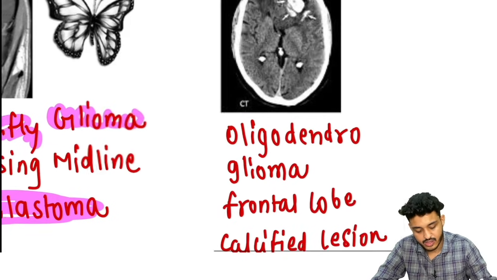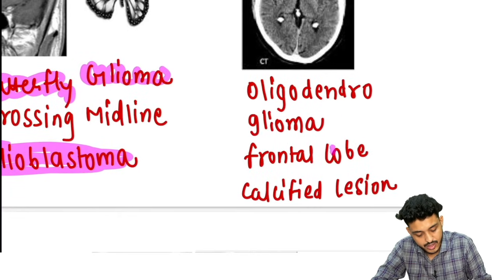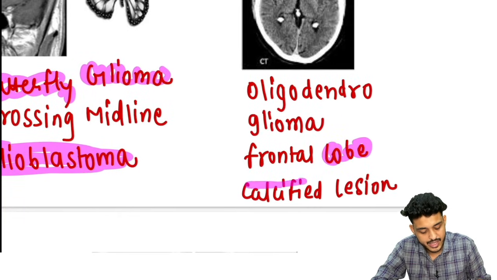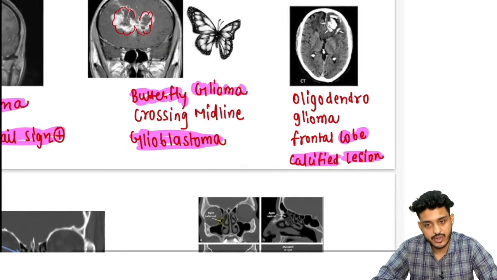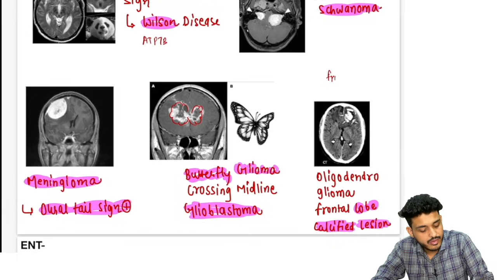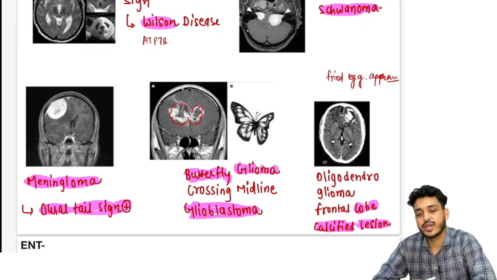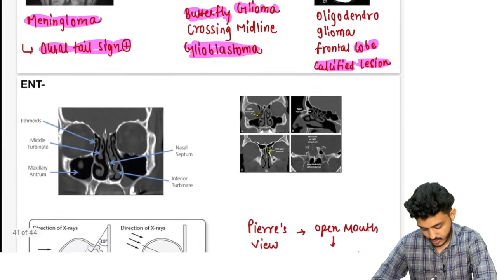This is going to be your oligodendroglioma. Oligodendroglioma involving your frontal lobe. Frontal lobe involvement will be there, and this is going to have calcified lesions. Oligodendroglioma. Here you will be having what? Fried egg appearance. IDH1, IDH2. This is going to be oligodendroglioma.